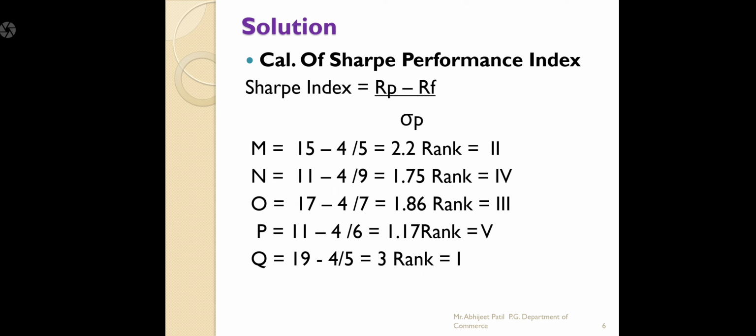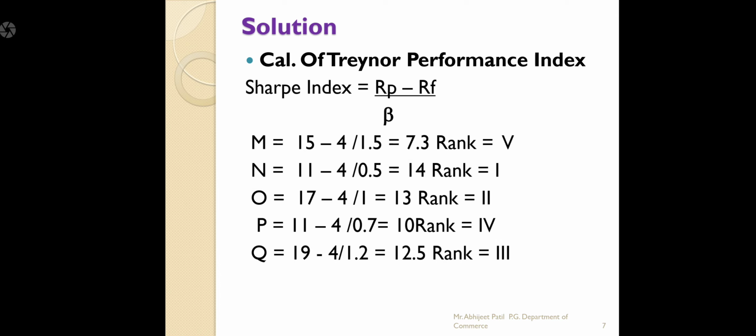So let's solve these questions as per Sharpe. The formula is portfolio return minus risk-free rate of return divided by standard deviation. We should find this for M, N, O, P, Q in the given problem, dividing by each one's standard deviation, that is risk. We get 3, 1.7, 1.86, 1.75, 2.2. Highest is Q, so you should give rank 1. Then second will be M, then 1.86, then 1.75 and 1.17. So as per the performance, give the highest to lowest rank as per Sharpe.